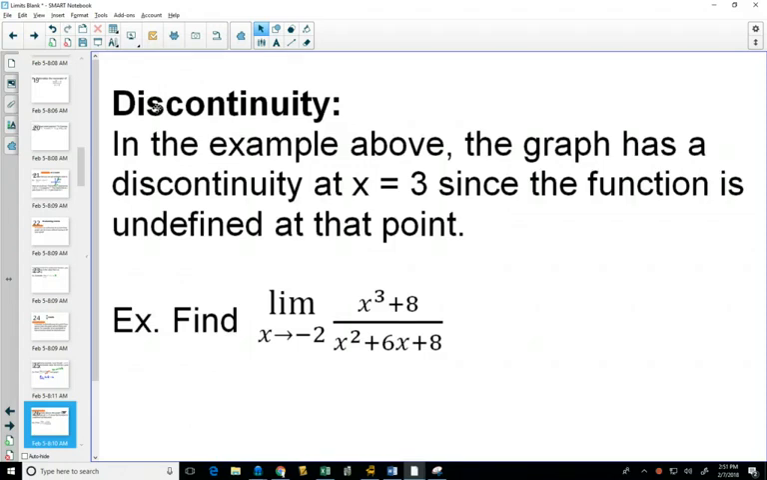Right? That graph has a discontinuity at x equals 3. We already discussed how it has a hole at x equals 3, and that function is undefined at that point. What happens when you plug in -2 into this equation? The top is equal to 0. The bottom is equal to 0. So we've got another thing where we can't figure it out by plugging it in. We're going to need to simplify this so that that non-permissible value goes away.